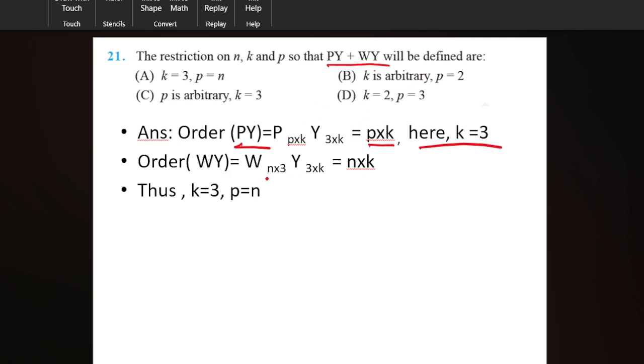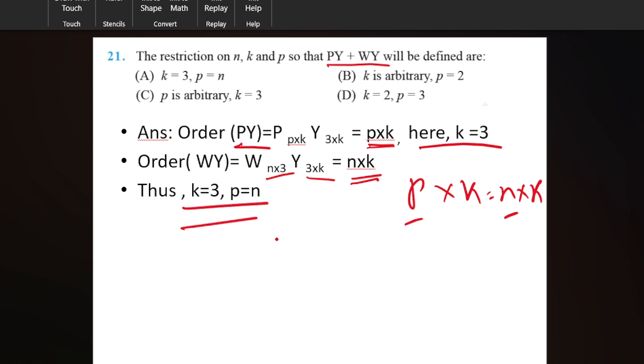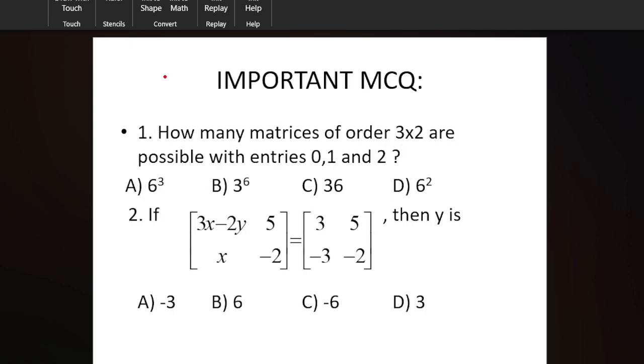W is of order n by 3, Y is of order 3 by k. So WY is of order n by k. Now we must have p by k equal to n by k. Now here we are given k equal to 3. Now which one is true? So obviously k equal to 3 and p by k must be equal to n by k, so p equal to n. So k equal to 3 and p equal to n is the correct option, that is A. So in this way we'll see. Now here are some important MCQs.